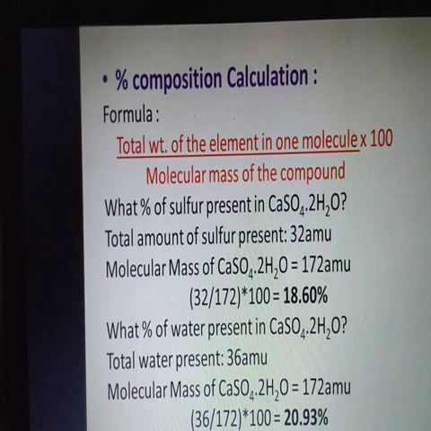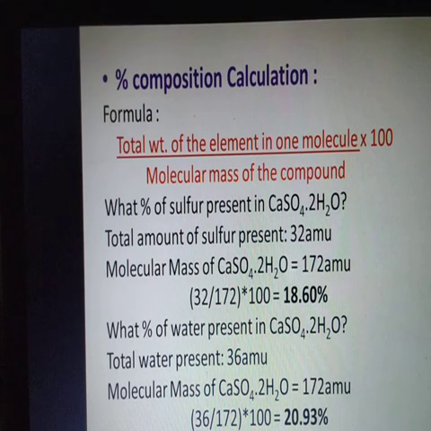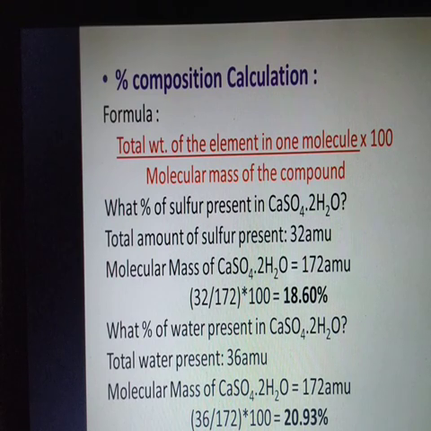So what's the formula? The total mass of the element in one molecule, divided by the molecular mass of the compound, that is the total weight of the element in one molecule of that compound. That means that particular element whose percentage composition needs to be calculated, how much is present in that compound, first that needs to be calculated. That should be divided by the total mass of the compound and multiplied by 100. Okay, let's do an example. It will be more clear to understand.